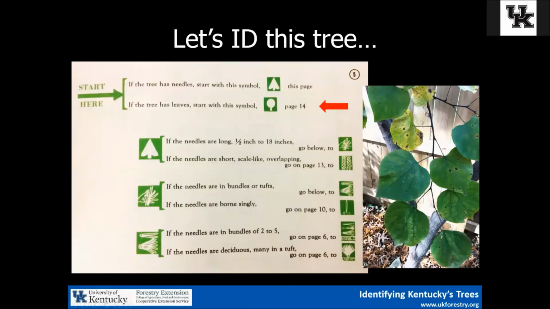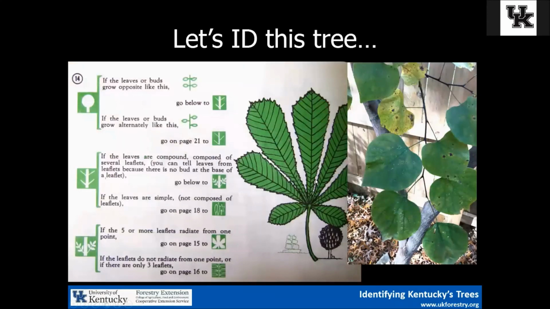So we're going to go to our guide and go to page 14 to that top symbol, because now our next question is going to be about leaf arrangement. It asks now if the leaves or buds grow opposite or if the leaves or buds grow alternately. Well, I've highlighted where these leaves connect, and these are alternately arranged leaves. Alternate there, alternate there. See if you can see it up there. You can see them on this. This is clearly an alternately arranged leaf pattern.